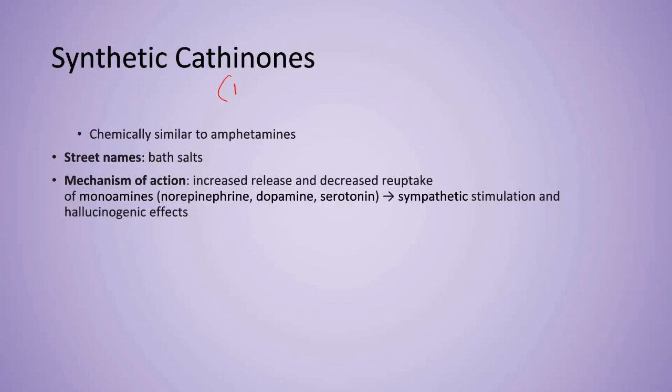So these were the bath salts that I was talking about. I don't blame you guys if you didn't know this, because I never saw this in step 1, right? And I saw this in the step 2 question bank. So these are similar to amphetamines. Okay, so you need to know there's the street name bath salts in UWorld. This is the usual way they write the option, bath salts. So what do they do? They increase the release and decrease the reuptake of the monoamines, right? So you get norepinephrine, dopamine, serotonin, leading to sympathetic stimulation, and you get hallucinogenic effects.